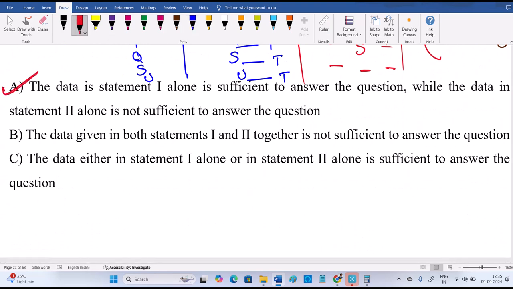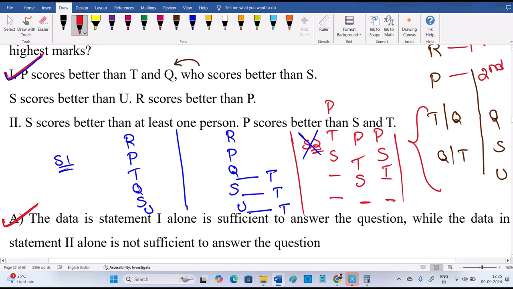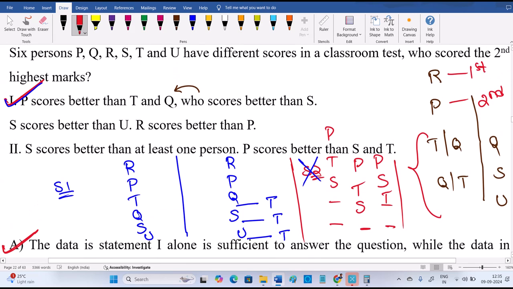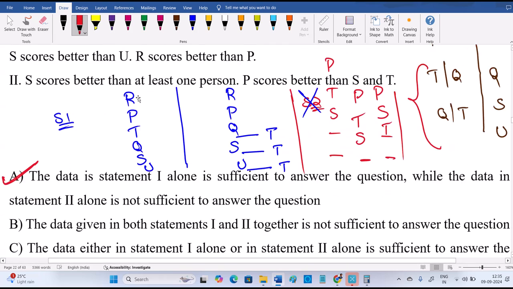See the stuff in data sufficiency. I am promising you, many people will make mistakes in the exam. You believe your answer is correct, but you will end up with a wrong answer. Focus on what they are asking. Perfect.